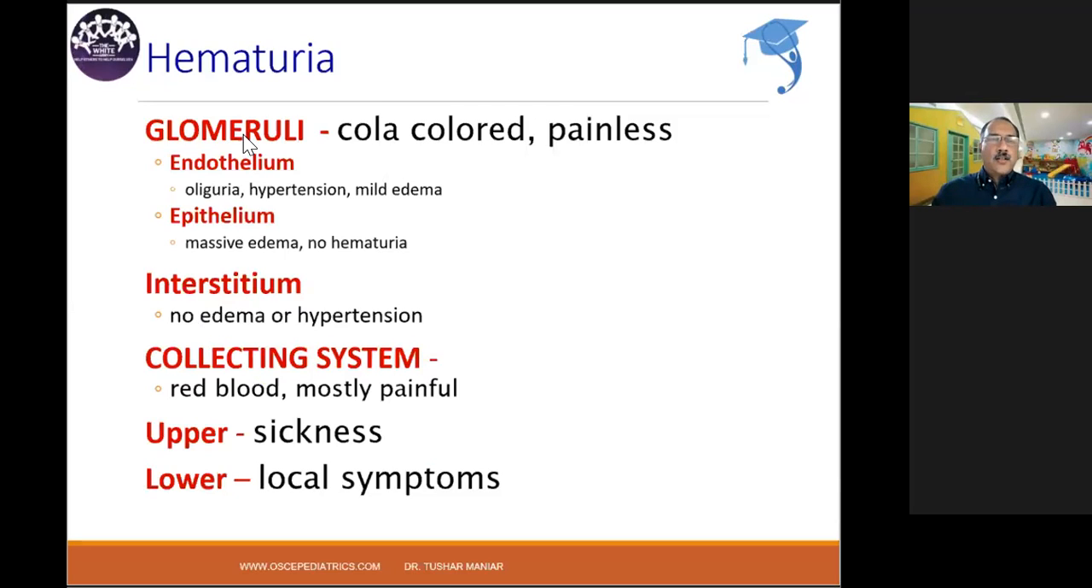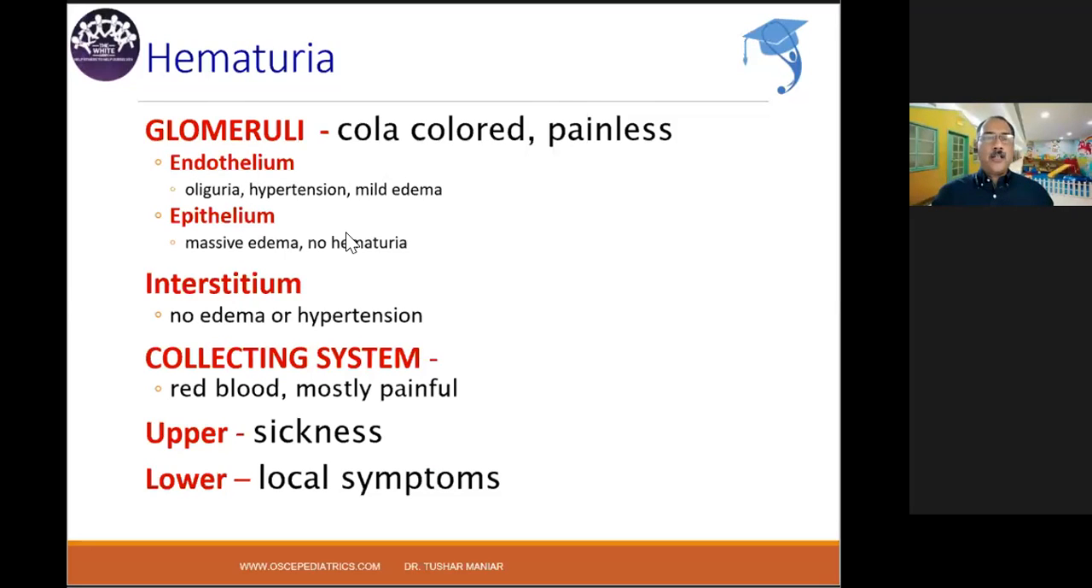So when there is glomerular affection, usually there will be oliguria, along with hematuria, you have oliguria, hypertension, and mild edema. So the prototype of an endothelial affection is which condition? Acute glomerulonephritis. Correct, very good. So acute or chronic glomerulonephritis, depending upon the duration.